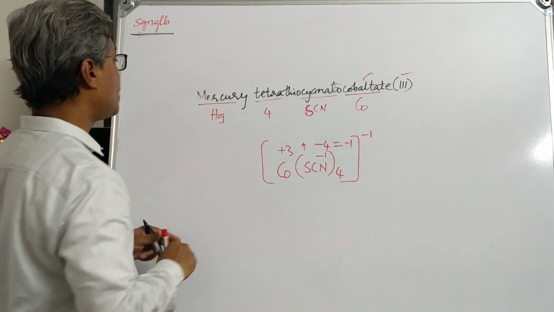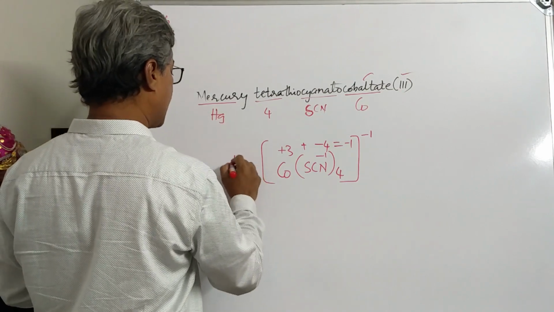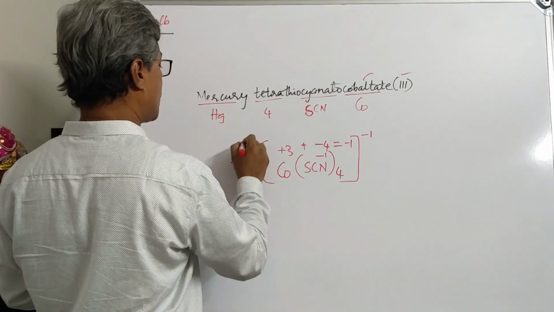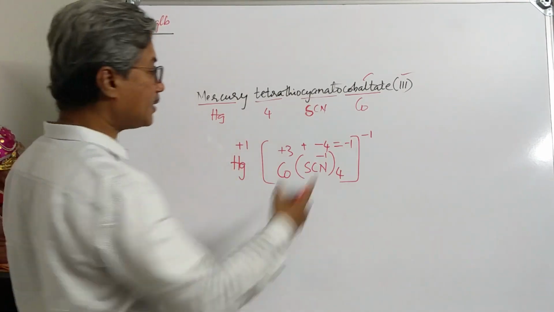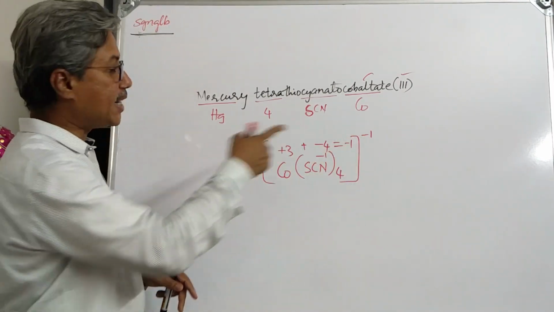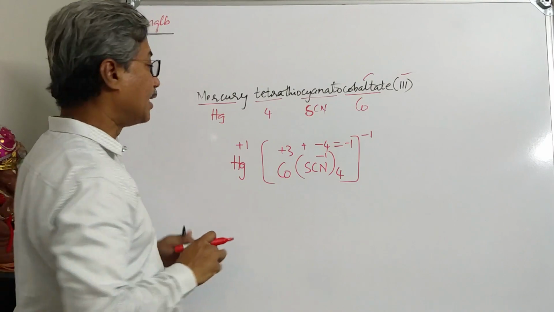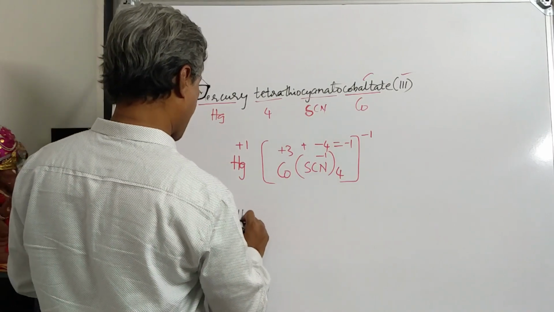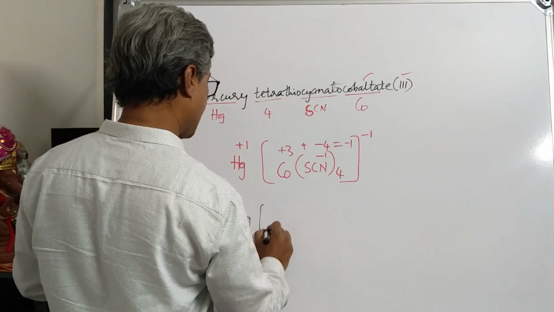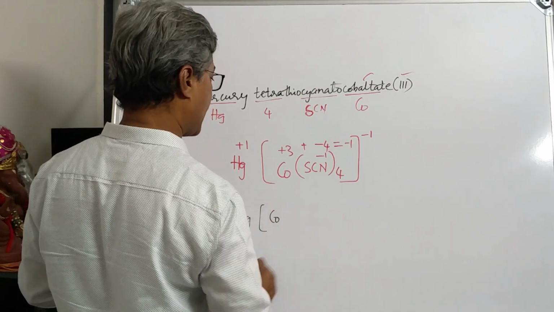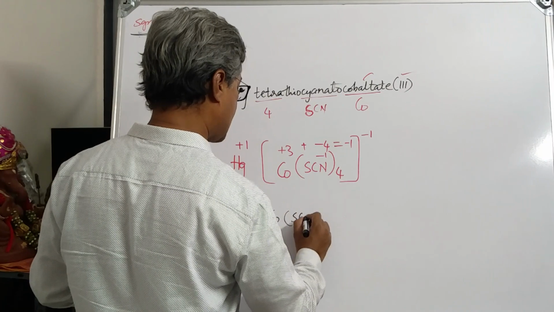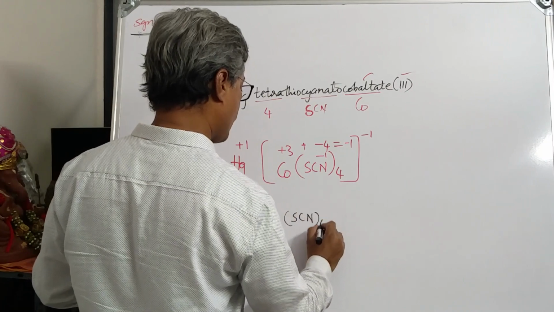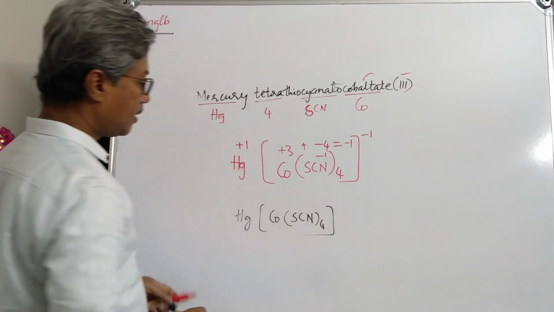What is the counter ion? Mercury. What will be its charge? +1, because the polyhedron is -1, so its charge is counterbalanced by mercury. Therefore, its formula is like this: Hg, then in square bracket Co, then SCN 4 times. This is the formula of the compound.